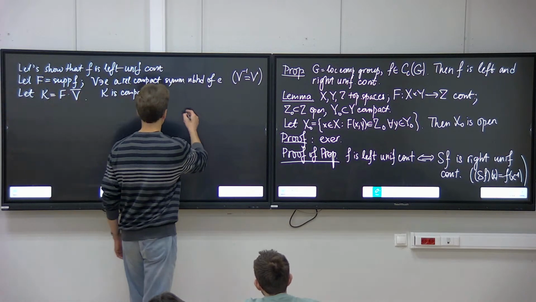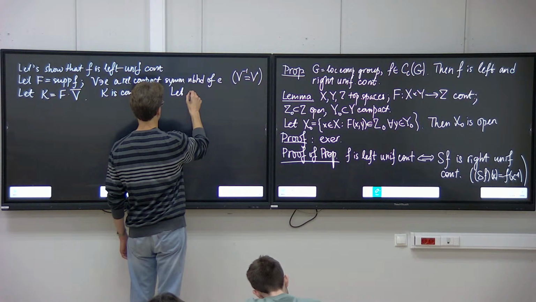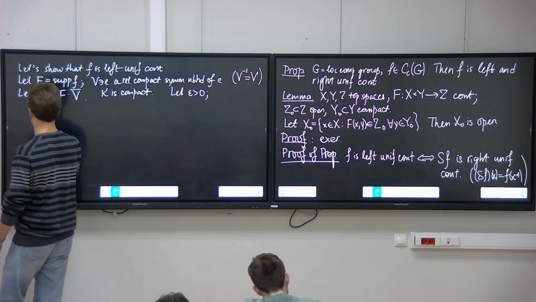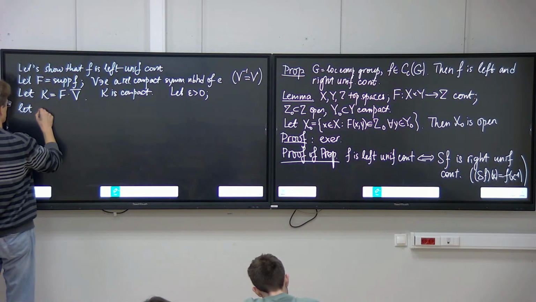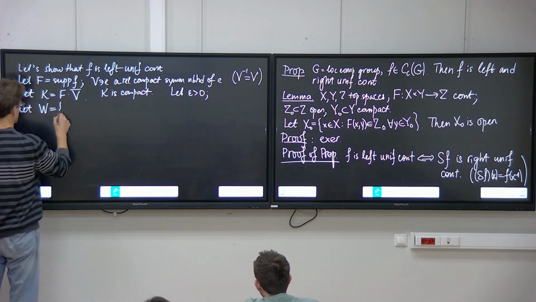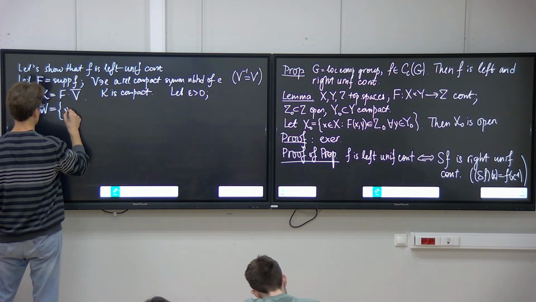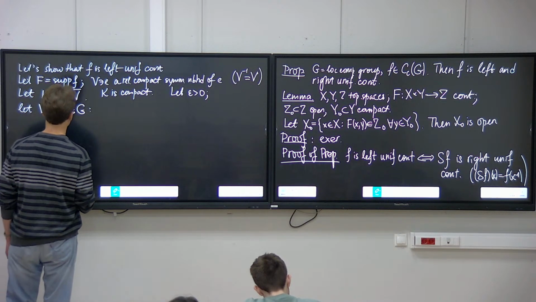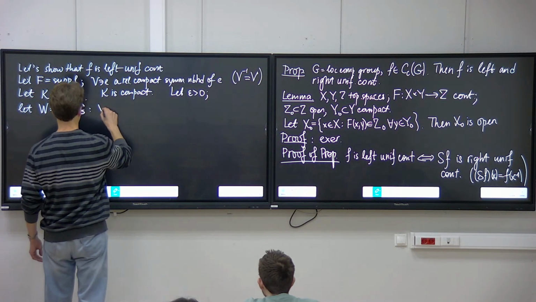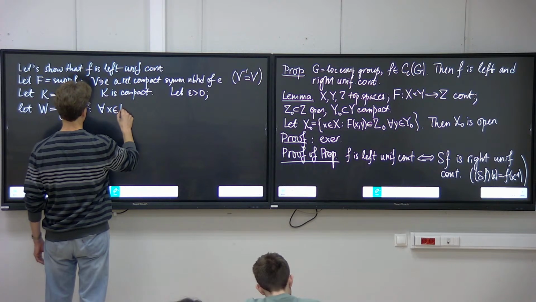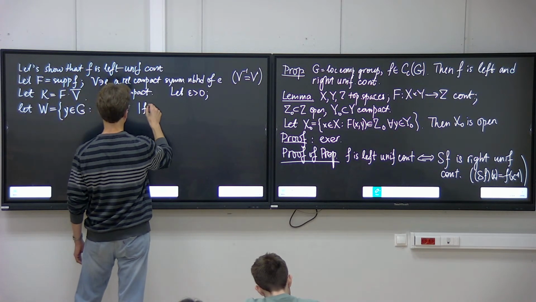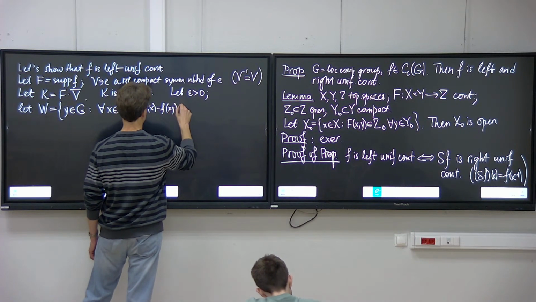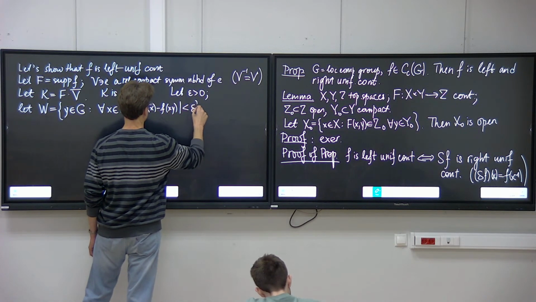Let's now choose a positive number epsilon. And let's introduce the following set. Let's denote it by W. W consists of those points y in our group, such that for every x in K, we have the following inequality: |f(x) minus f(xy)| is less than epsilon.